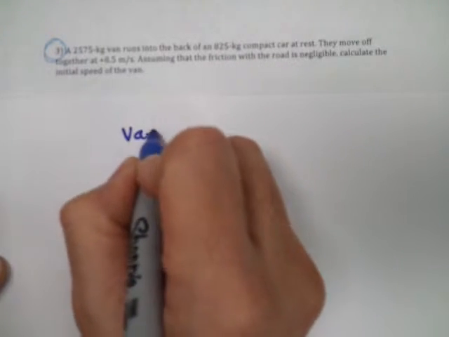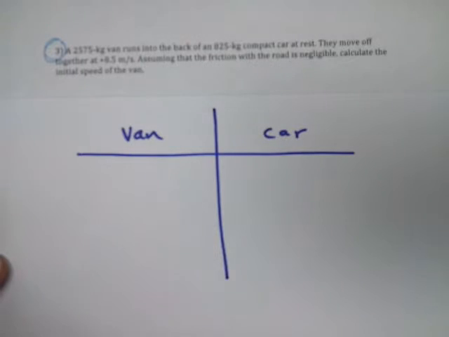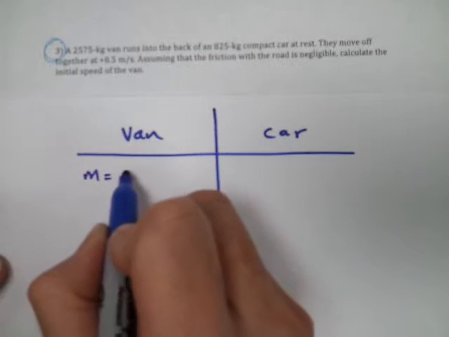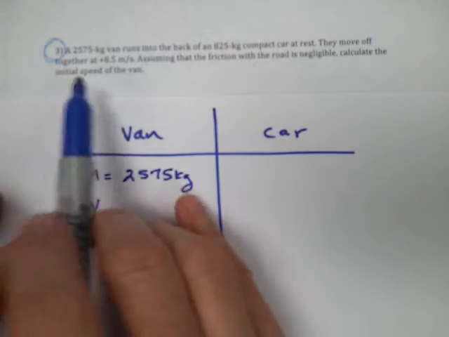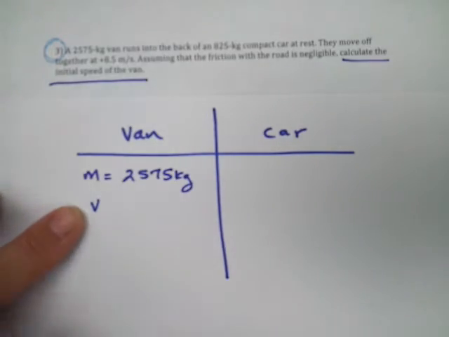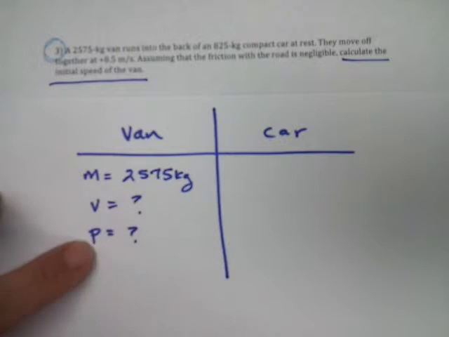So we are dealing with momentum conservation. So let's organize our information and what we know. So we can say van and car, and we're looking at everything that we know about it. So we know that the mass of the van, we are trying to figure out the initial velocity. So we're kind of working backwards. So we don't know that, which also means that we actually don't have that value either. We're going to need to have that value.